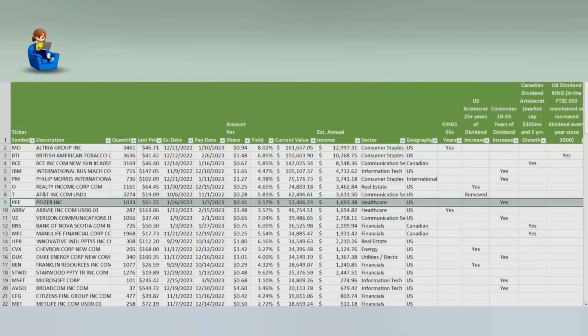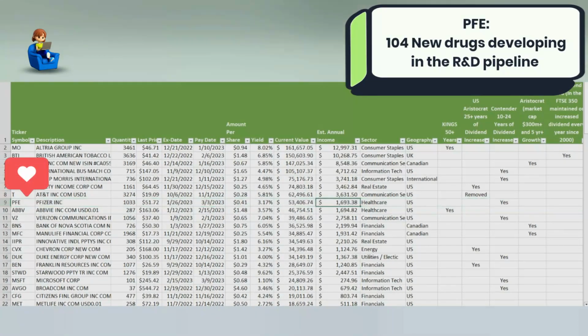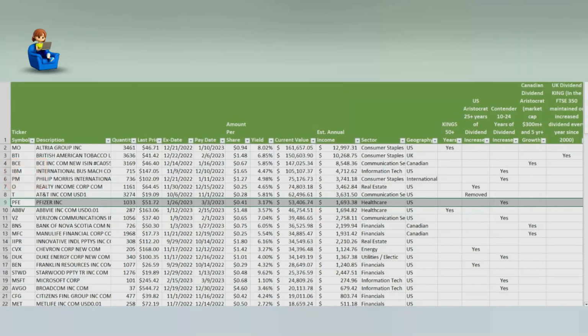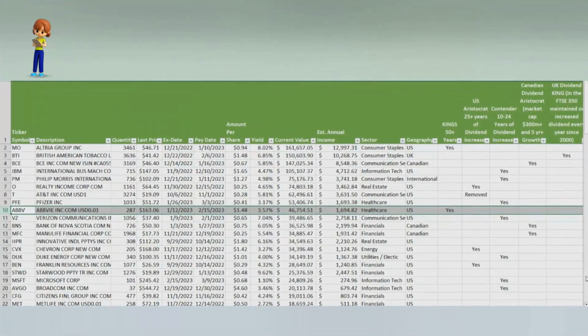The next one is rock solid Pfizer with over 1,000 shares. Pfizer gives me almost $1,700 and is a dividend contender. And one of my positions that gave me a Christmas gift of a 2.5% dividend increase. Thanks, Pfizer. The next position is another healthcare giant, AbbVie. And AbbVie also gave me an awesome Christmas gift, a 5% increase in dividends.